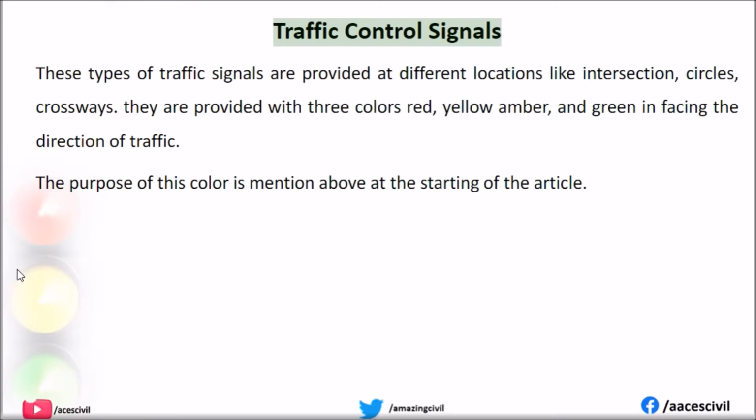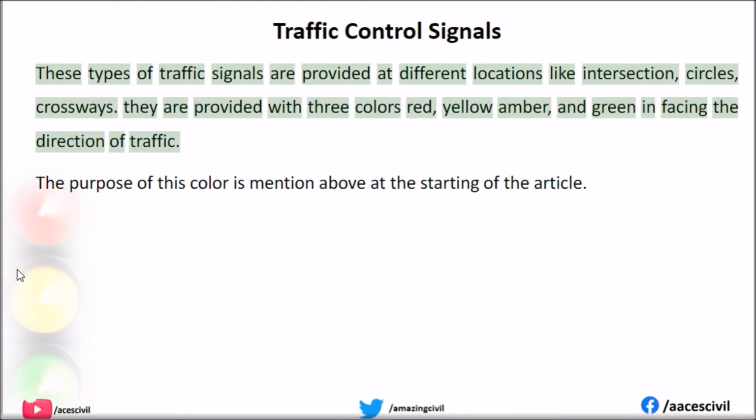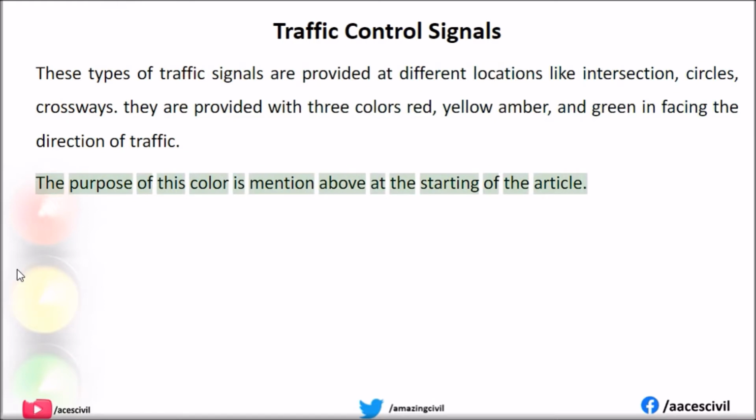Traffic control signals. These types of traffic signals are provided at different locations like intersections, circles, and crossways. They are provided with 3 colors: red, yellow or amber, and green, facing the direction of traffic. The purpose of these colors is mentioned above at the start of the article.